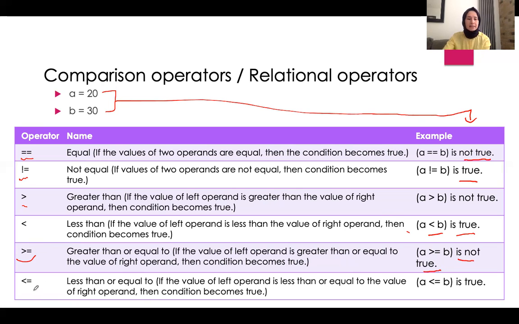Then we have the less than or equal to operator. If the value of the left operand is less than or equal to the value of the right operand, then the condition becomes true. When we say a less than or equal to b, this will produce true for us.